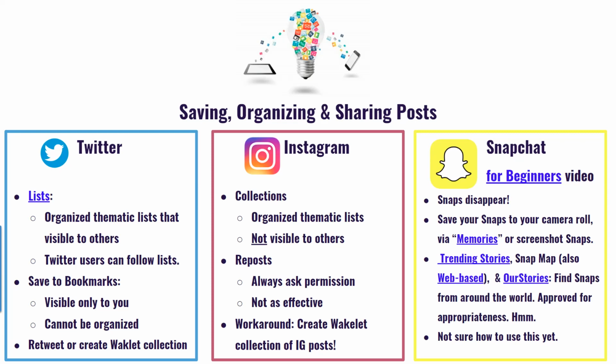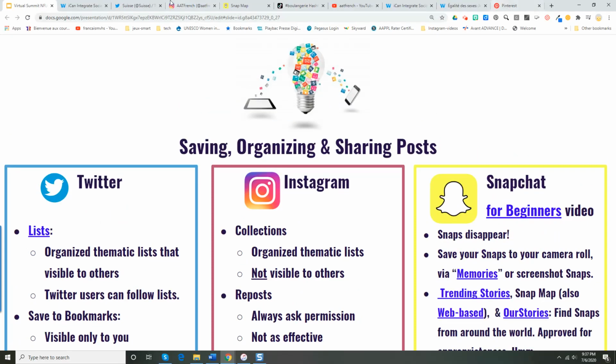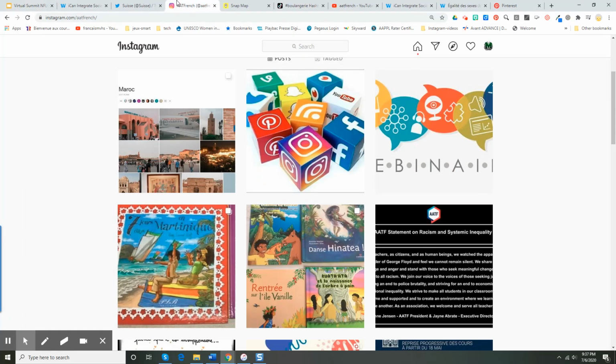Whereas Twitter, people can see what you're collecting. You can repost, and if you know how to repost, you're an Instagrammer. You should always ask for permission for that, and it's not as effective for collecting resources for your students. So the workaround is that you can create a Wakelet, and then you take all those Instagram posts that are gorgeous and you can add them to a Wakelet. So let's take a look at that.